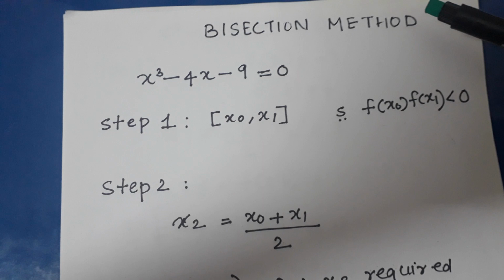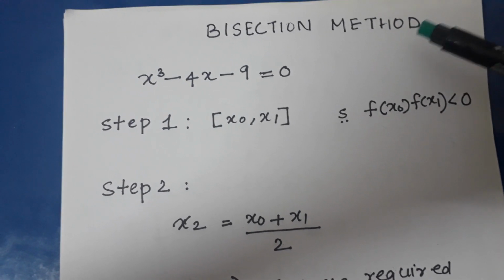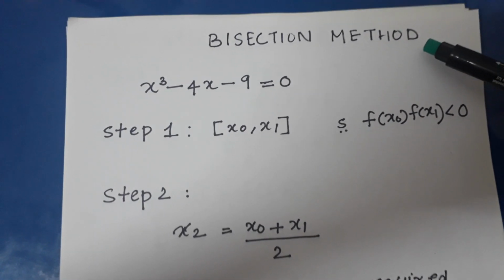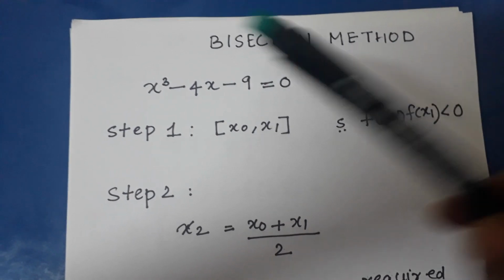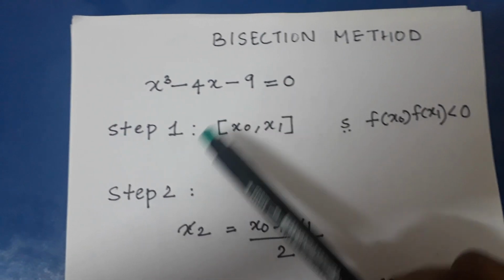So we are learning the bisection method today. The bisection method is an iterative process used to find the solution of an algebraic equation. Say x cubed minus 4x minus 9 equal to 0.